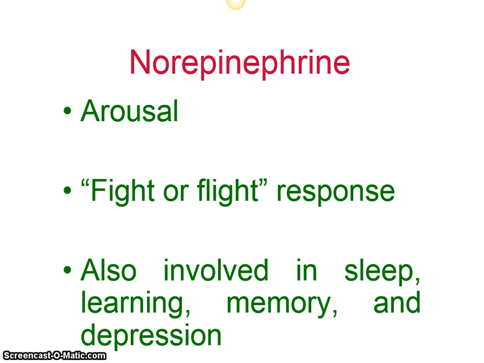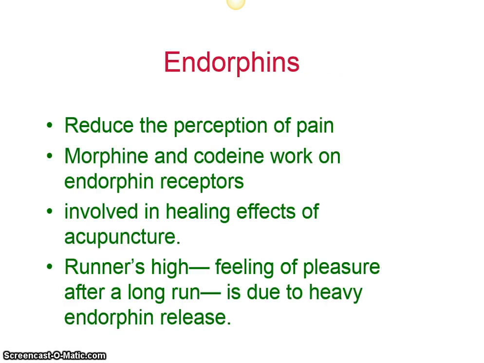Norepinephrine assists in the body's response to danger or threat. It is implicated in the fight or flight response. It's also involved in learning and memory retrieval, as well as depression. Endorphins. Endorphins reduce the perception of pain. They are our body's natural neurotransmitters linked to pain control and pleasure.